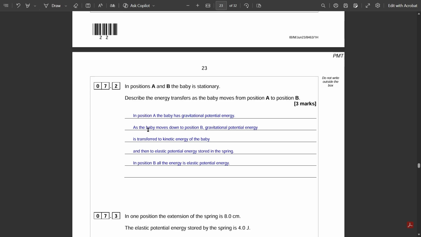And in position B, all the energy stored is elastic potential energy. So it moves from A using kinetic energy, using that gravitational potential energy to turn to kinetic energy, and then it just switches the kinetic energy back to elastic potential energy as it extends the spring.